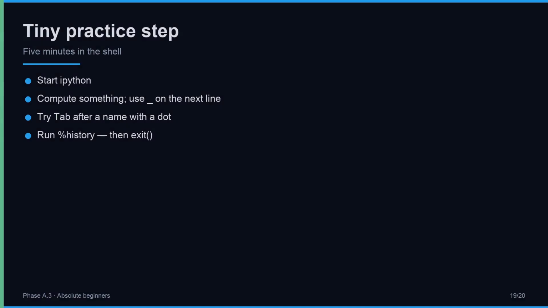Practice: start ipython. Compute something, then use underscore on the next line. Try tab after a dotted name. Run %history. Exit cleanly. 5 calm minutes beat a long anxious session. Especially remember, start ipython. Let that settle, then we take the next small step. Pause the video anytime and try the idea yourself in ipython when it fits.